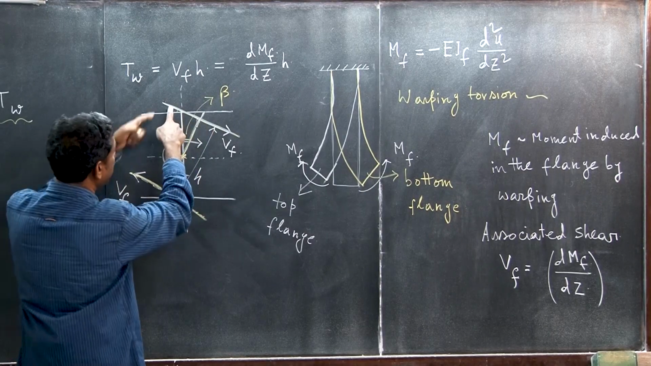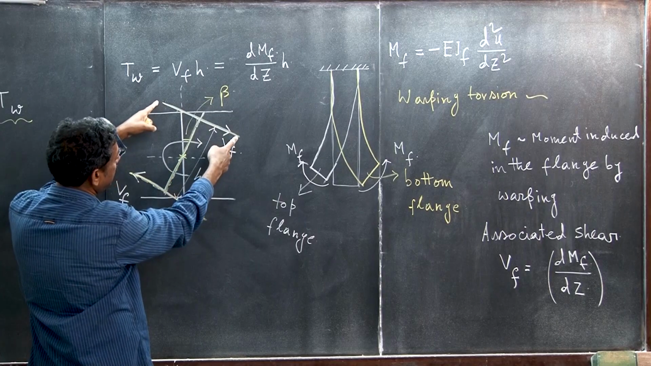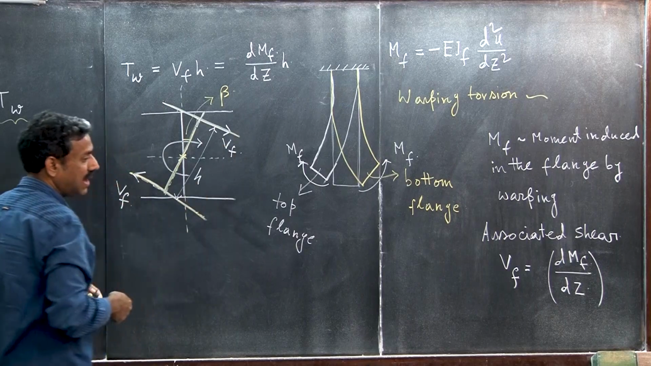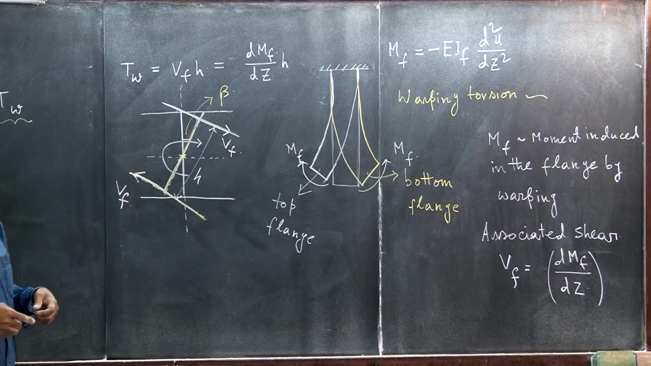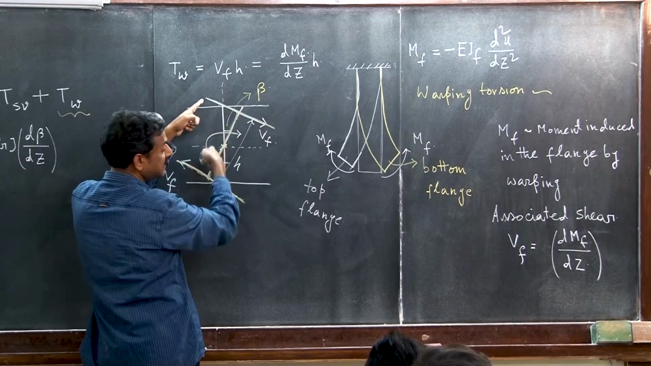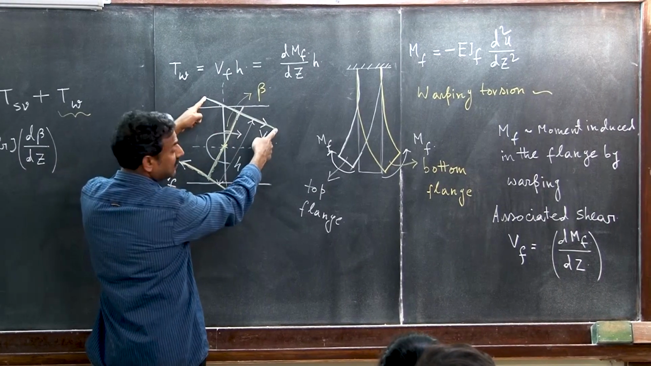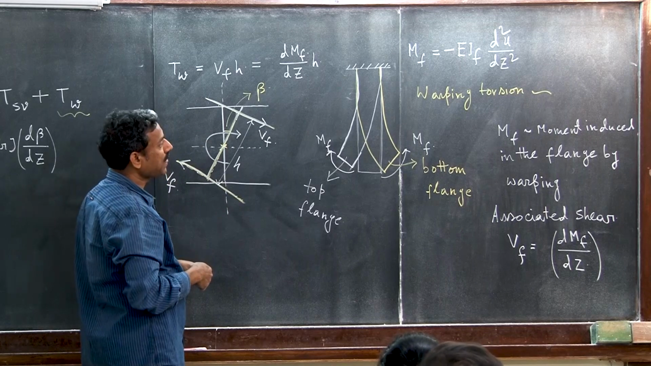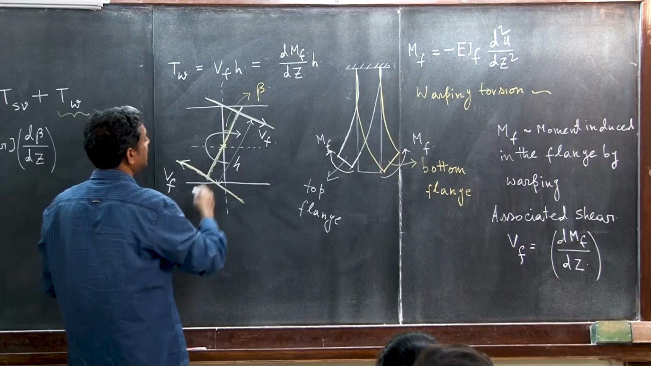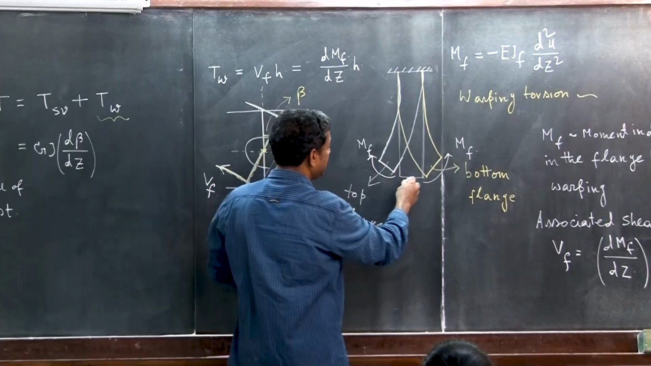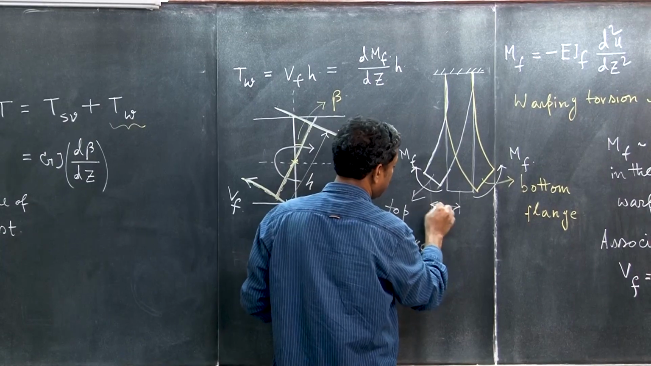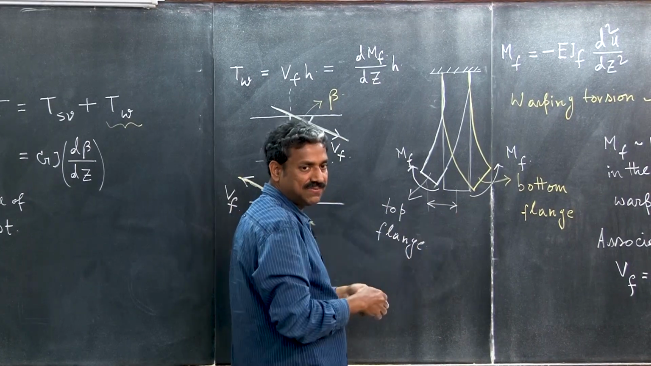So that is I_F. I_F is nothing but the second moment of area with respect to this axis, right. So this is for the flange only, right. And what is d²u/dz²? d²u/dz² is nothing but this. If this is deflecting, so this deflection is occurring like this. This is the bending because of this lateral deflection, right.